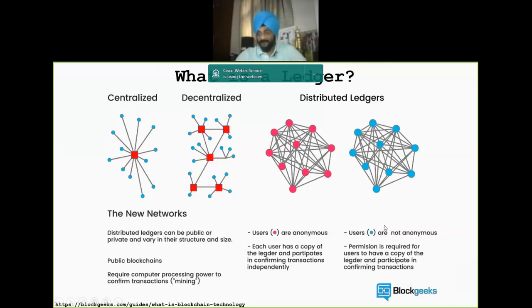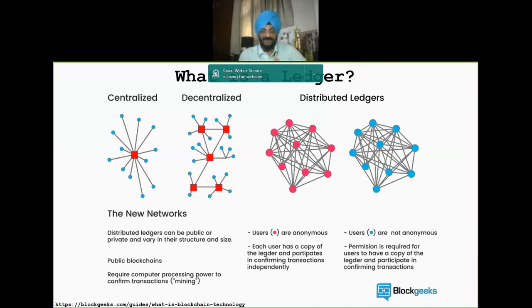Okay. The second part of the distributed ledger, there are two parts of it. One, they are not anonymous; they know each other, and it can be within a company itself. The nodes will know each other, and permission is required for the user to have a copy of the ledger and participate in the transactions. Right. So this is how the different kinds of ledgers exist.